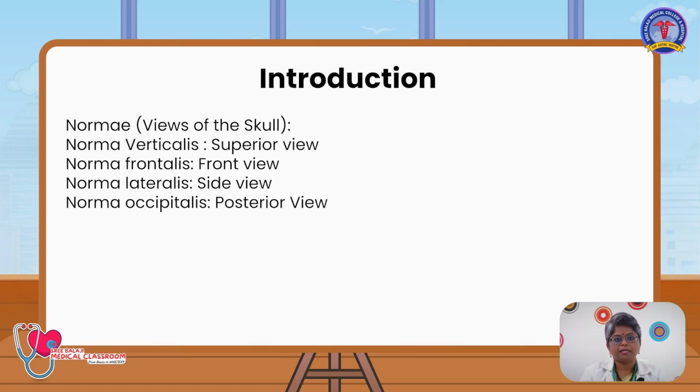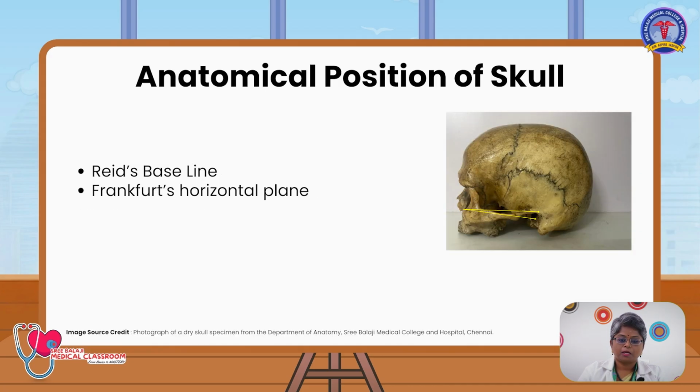Now, this can be studied under various views for descriptive purposes. It is essential to study the skull under the following headings: norma frontalis, lateralis, occipitalis, and basalis. Coming to the anatomical position, the skull can be kept in the anatomical position based on two lines. One is Reid's baseline, a horizontal line drawn from the infraorbital margin to the middle of the external acoustic meatus. The next is the Frankfurt horizontal plane, a horizontal line drawn from the infraorbital margin to the upper margin of the external acoustic meatus.